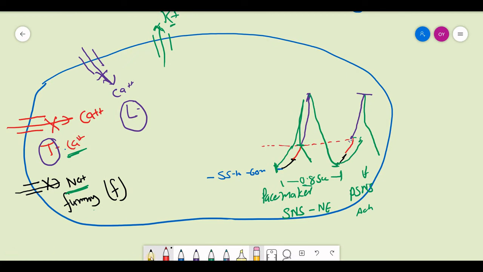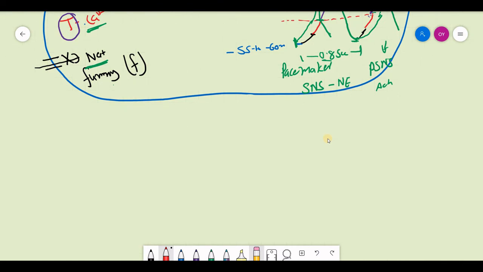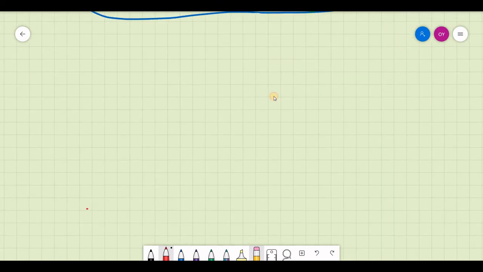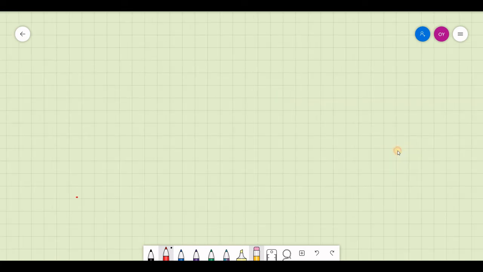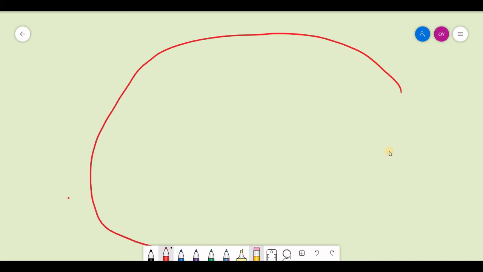Now, as the impulse travels from SA node to atrial or ventricular muscle cells, those cells will produce action potential, and that action potential is different from action potential in SA node. So let's see how action potential is generated in cardiac muscle cell. Suppose this is one ventricular muscle cell. The resting membrane potential here is around minus 90 millivolt.